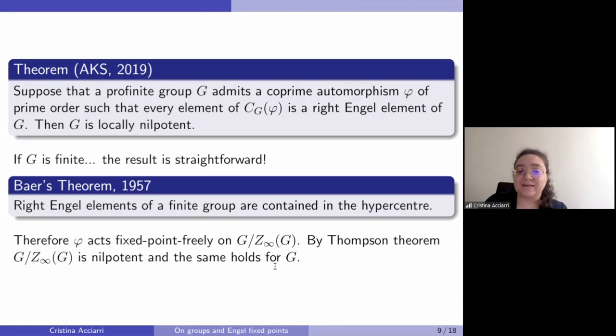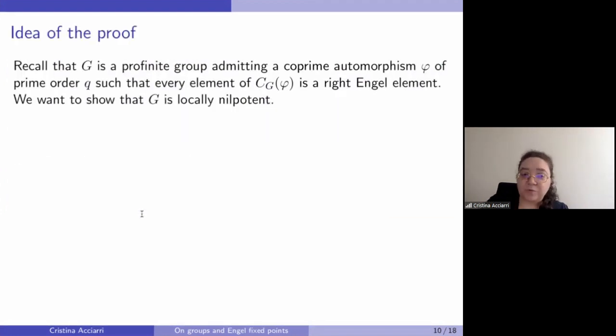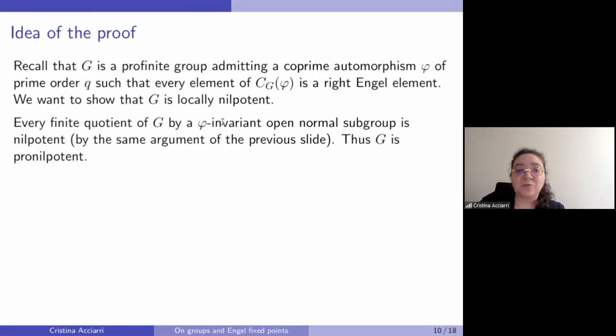But we are going to see that for the profinite case, it's quite complicated, quite tricky to get our result that G is locally nilpotent. I want to mention this argument in the finite case because it's one of the first observations that we need in our proof, and it will be useful in the next slide. So, the idea of the proof. I recall here the statement to make it clearer what we are going to do. We have our profinite group G, a coprime automorphism of order q, and we consider that any element in the fixed point subgroup is right Engel.